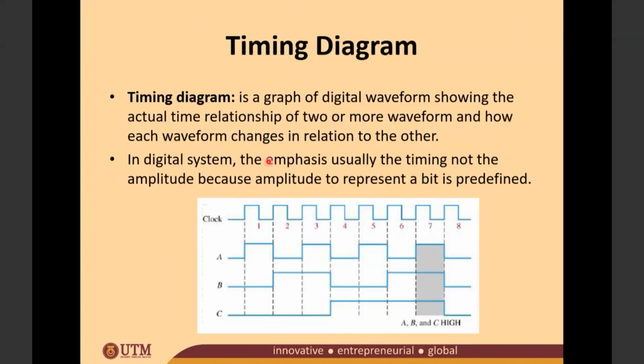Okay, and last but not least, what you can get from the waveform is a timing diagram. So this is another thing that you can get from the waveform. What is a timing diagram? A timing diagram is a graph of digital waveforms showing the actual time relationship of two or more waveforms and how each waveform changes in relation to the others. In a digital system, it is usually the timing, not the amplitude, because the amplitude to represent a bit is pretty different.